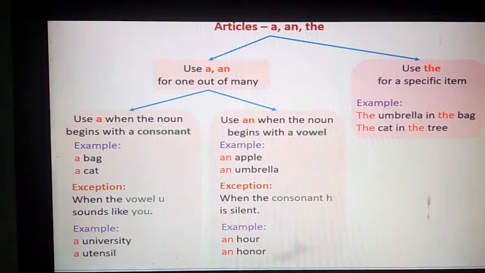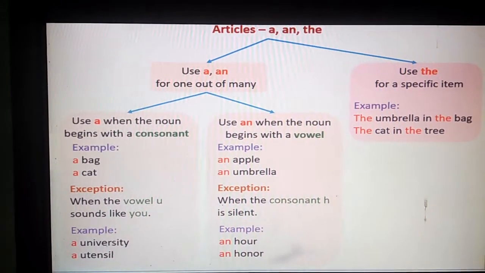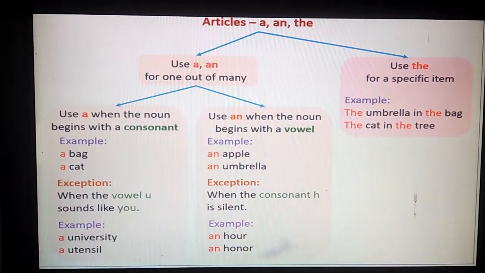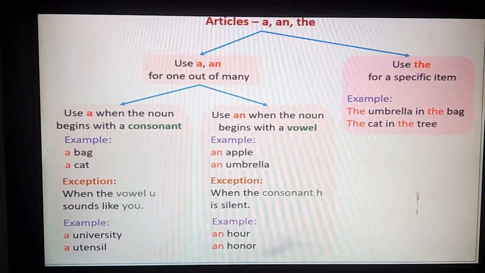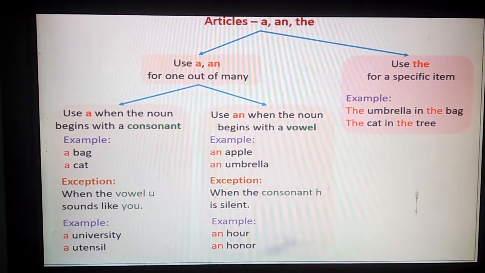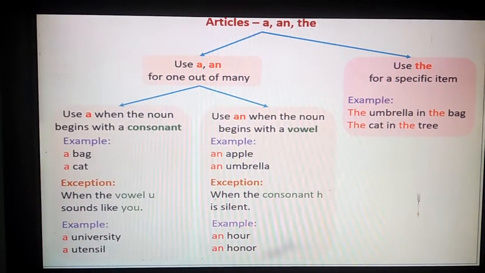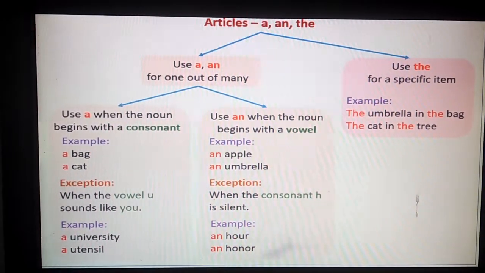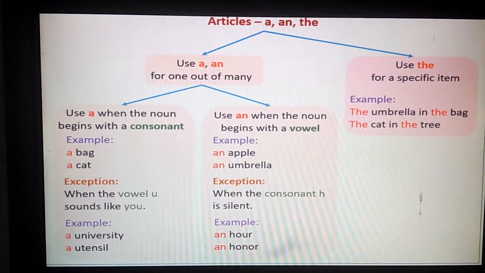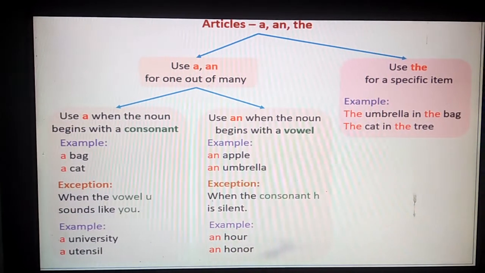A and an, we know that we use these for singular, and we use a when the singular noun begins with a consonant or a consonant sound. The example: a bag, a cat. And a consonant sound, here, university, because though the noun begins with the vowel u, the pronunciation is y-o-u, that is y. So we have to use the article a.